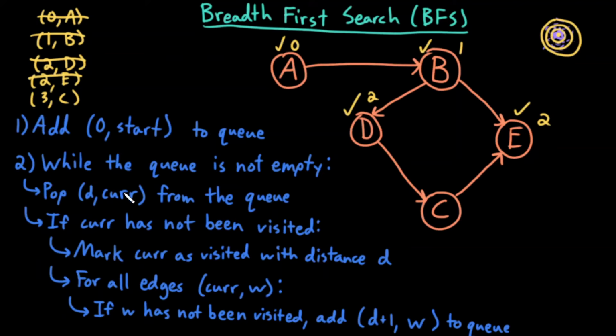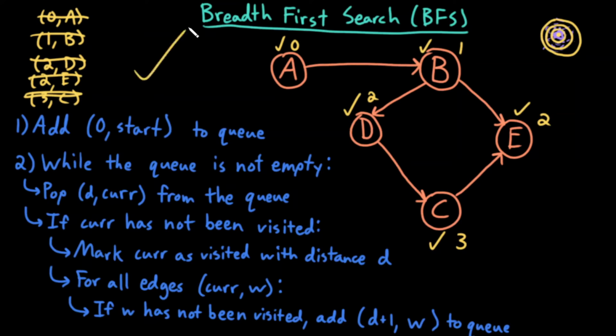I pop it off, so d cur is 3 C. If cur has not been visited, nope, C has not been visited, then I mark it as visited with distance d, which is 3. For all outgoing edges from my current node, my current node has one outgoing edge, C to E. If the destination has not been visited, nope, I cannot say that. E has been visited, so this is false. I don't re-add it to the queue. And now that traversal is done. While the queue is not empty, oh, the queue is empty. There's nothing else in my queue.